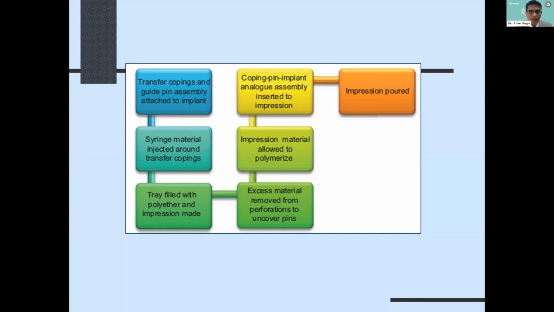So similar thing, transfer copings with guide pin assembly are attached to the implant, syringe material is injected around the transfer copings, and the tray is filled with either polyether or any other impression material of your choice. Excess material is removed from the top of the perforation that you have created in the custom tray, so that the hex is easily accessible. Once the impression material is set, you use your screwdriver gently with two hand support onto the impression tray, unscrew the impression coping, pull out in a particular direction in one snap, attach the lab analog and ask the lab to pour the cast.